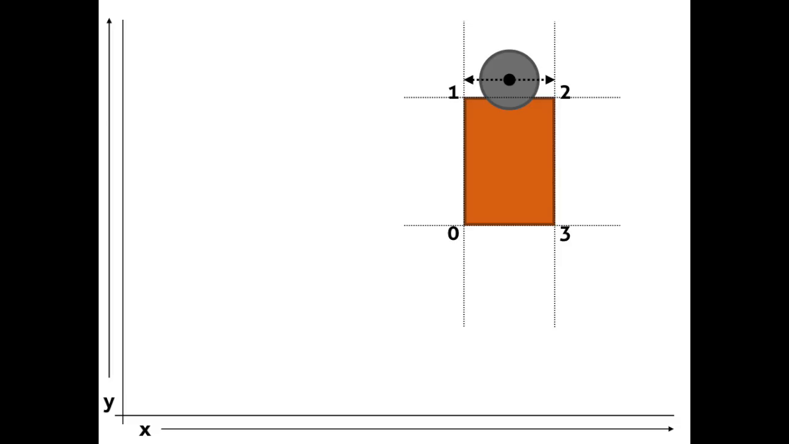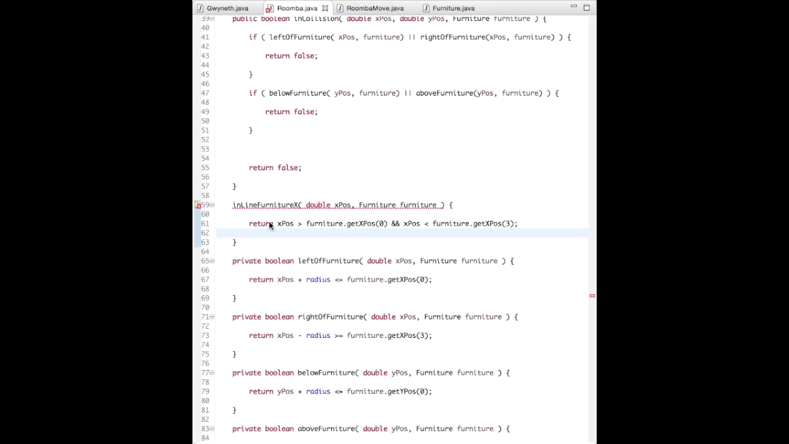Okay, so I can express this by asking my program to work out for me: is the x position, the center of the Roomba, in line on the x-axis with the furniture? If it is, then I know there must be a collision. Okay, so let's make this private. Again, it's just a utility method. We're going to make it return a Boolean so it can tell me this information.